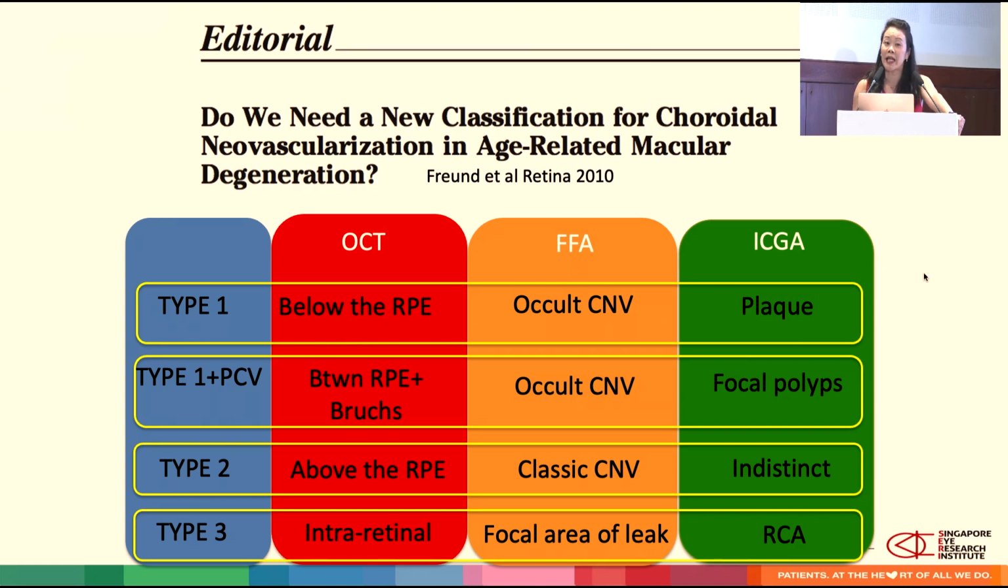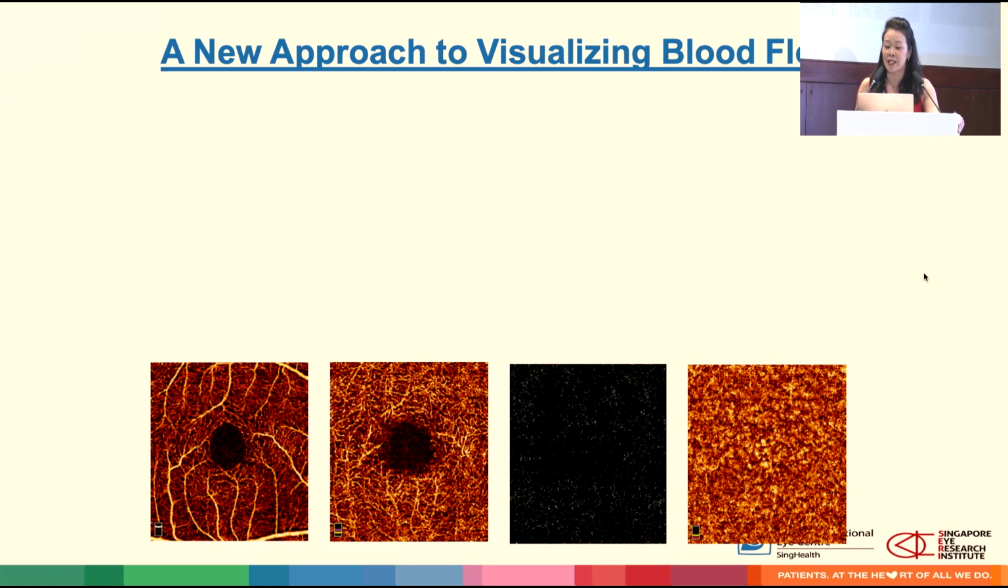And you know that in AMD, it's not a new classification anymore, but instead of the fluorescein classification which was used before, we now classify AMD according to the histological layer of where it is. So in type 1 neovascularization, it's below the RPE, and type 1 can also occur with PCV. And of course we have type 2, which is above the RPE, and of course type 3 or RAP that we were just discussing before.